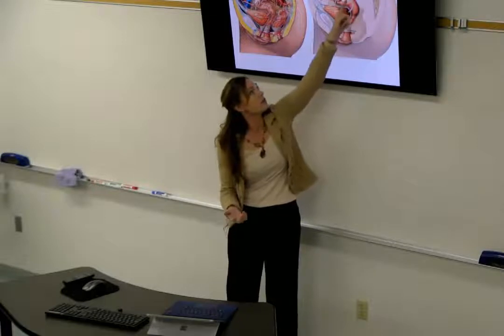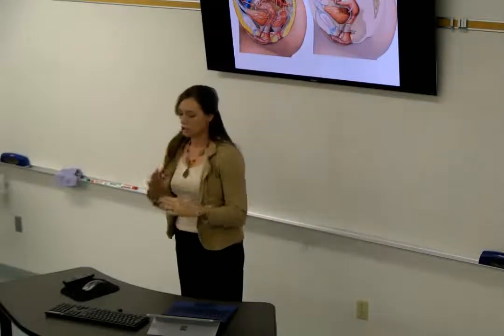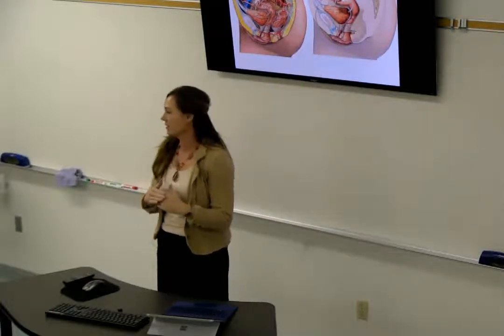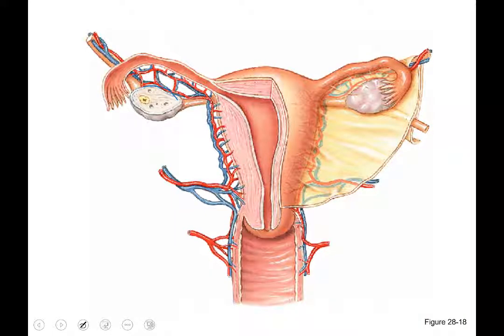Obviously, the uterus is here. You can see how the uterus arches over and sits on top of the bladder. The ovaries are here. So the ovaries are located in the abdominal cavity, just like we see the uterus also located within the abdominal cavity. But to hold them in place, we have this broad ligament.